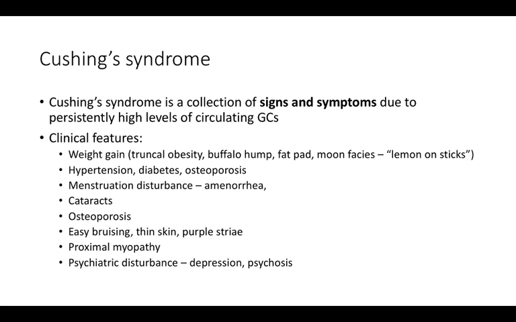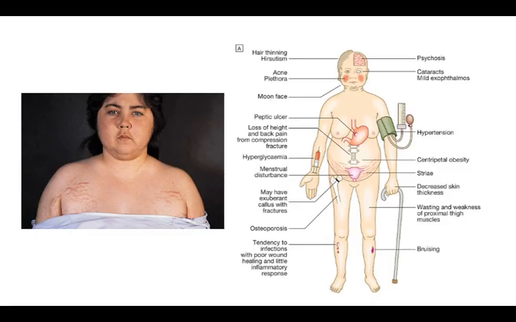So Cushing syndrome is defined as a collection of signs and symptoms due to persistently high levels of circulating glucocorticoids. Features include weight gain, hypertension, diabetes, osteoporosis, a number of metabolic irregularities can occur, menstrual disturbances, easy bruising, thin skin, proximal myopathy, and associated psychiatric disturbance. In particular, easy bruising, proximal myopathy, and osteoporosis are the most specific signs of Cushing syndrome.